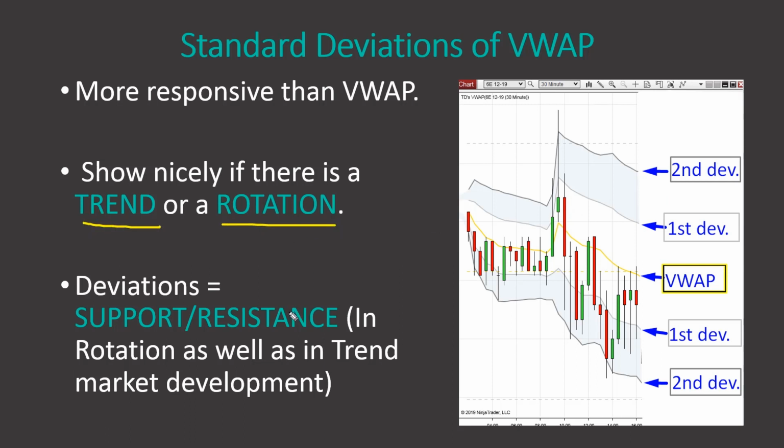Now, also, maybe more importantly, deviations point to strong support and resistance zones. And that works in a rotation as well as in trend market development. So this is pretty important in the trading strategies which I'm going to show you. Deviation works as support and resistance zones.